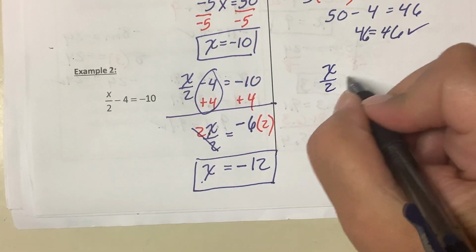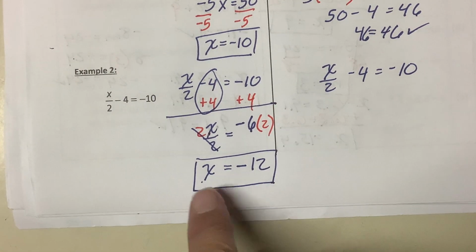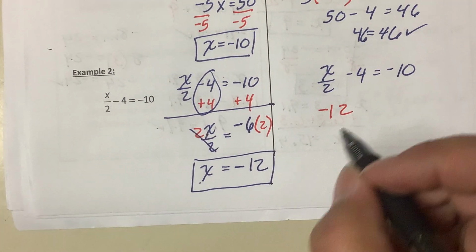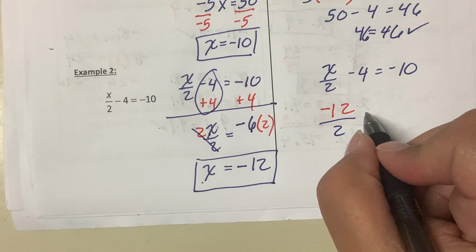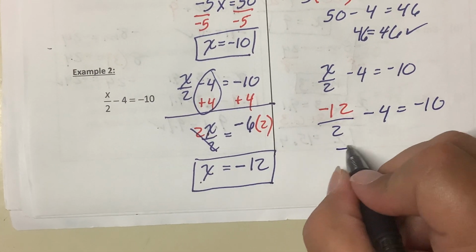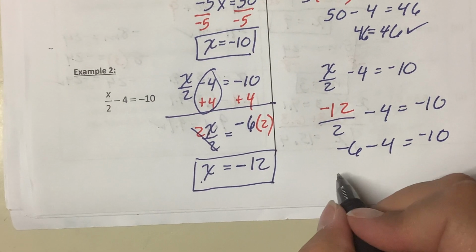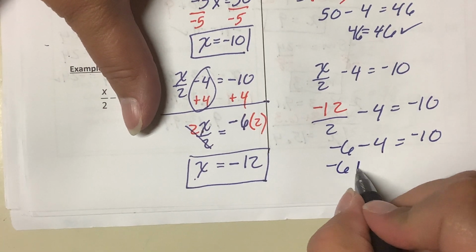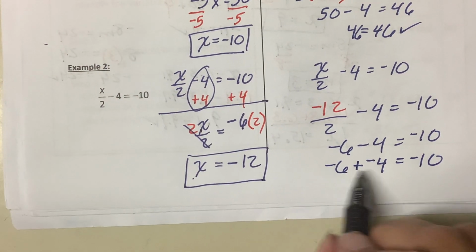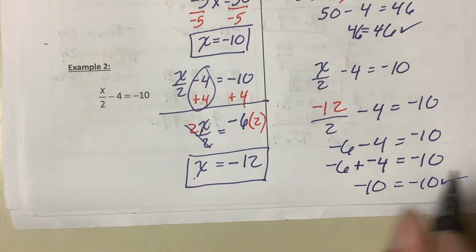X divided by 2 minus 4 equals negative 10. Substitute negative 12 for x. Doesn't need parentheses because I'm not multiplying, I am dividing. Negative 12 divided by 2 is negative 6 minus 4, negative 10. Keep, change, equals negative 10. Negative 6 plus negative 4 is negative 10. That equals negative 10, and that checks.